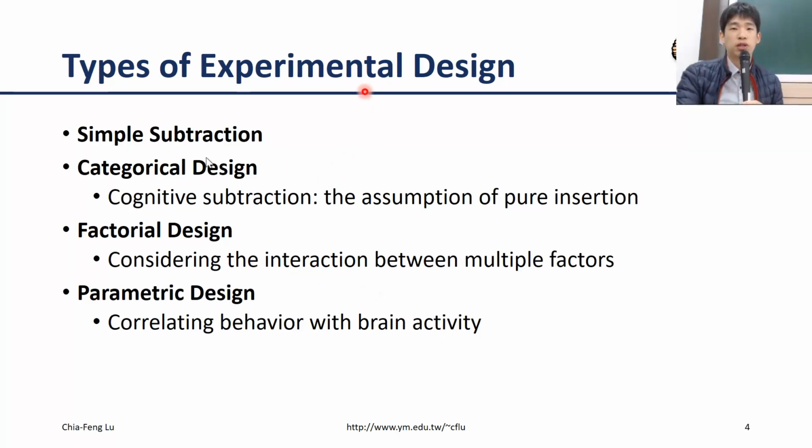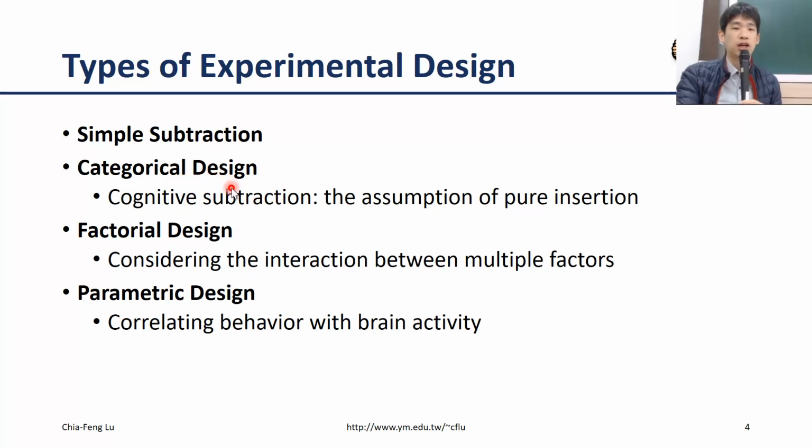Regarding the types of experimental design, actually there are four types right here. The first one is the simple subtraction. This is the very first one that you should definitely try if you are a beginner in fMRI. And then there are three different designs right here. The first one would be the categorical design. Each of them will ask a different question.